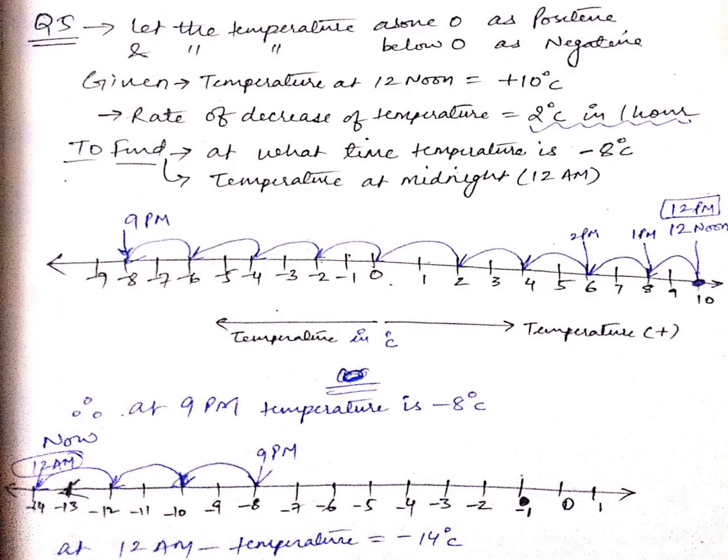Now let's see. First of all, let the temperature above 0 be positive and below 0 be negative. This we all know. Now, what is given to us? Temperature at 12 noon is 10 degrees Celsius. I have taken a positive sign because it is more than 0 degrees Celsius. Now, the rate of decrease of temperature is given to us, which is 2 degrees Celsius in 1 hour. Now, we have to find these two things. First, the time at which temperature is minus 8 degrees Celsius and second, temperature at midnight, that is 12 a.m.